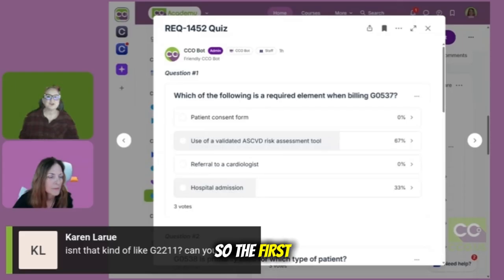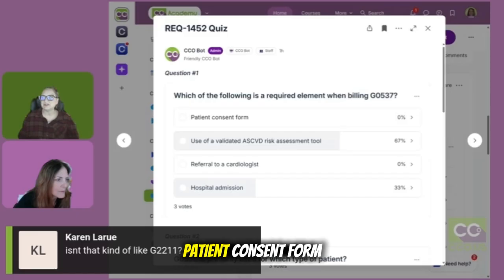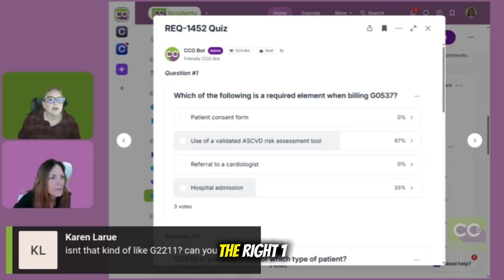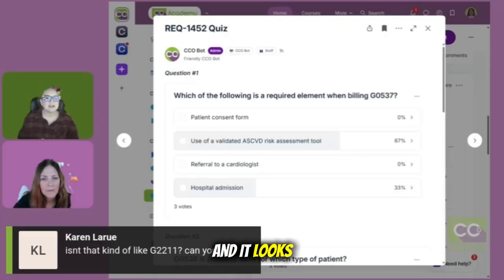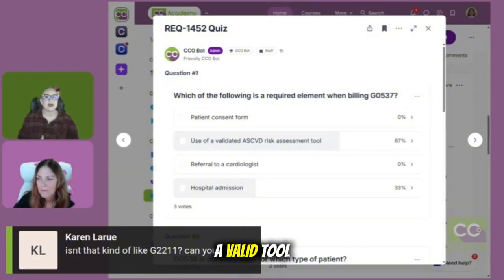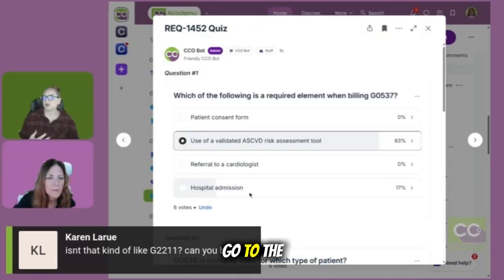So the first quiz question is, which of the following is a required element when billing G0537? Patient consent form, use of a validated ASCVD risk assessment tool, referral to a cardiologist, or hospital admission. And it looks like you guys nailed it at use of a validated tool. And again, we shared probably the number one go-to, the Heart Association, I would say.